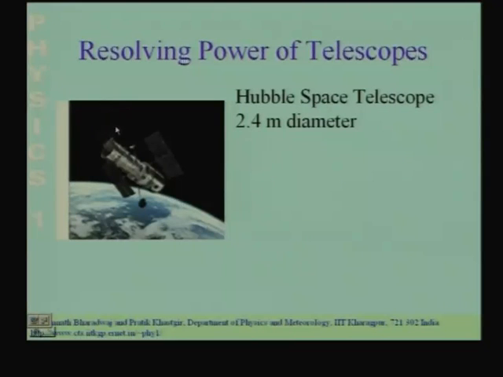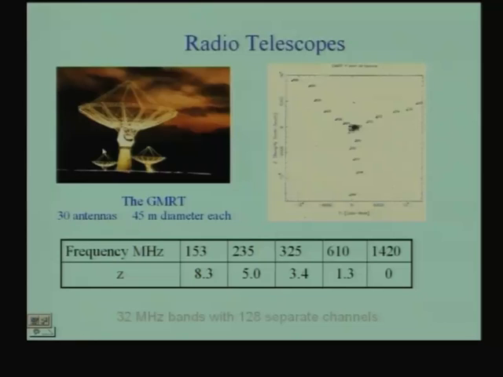So, here I show you the Hubble Space Telescope. It has an aperture of diameter 2.4 meters. This shows you the aperture. This shows you the Giant Metrewave Radio Telescope. This has an aperture of diameter 45 meters. This works at radio wavelengths.